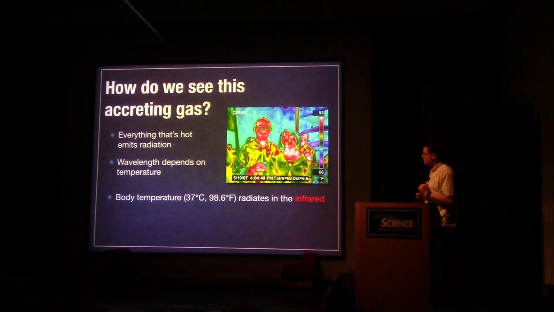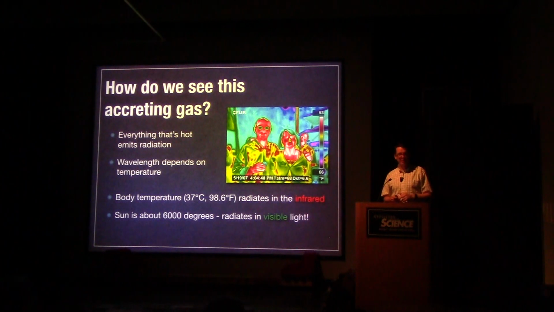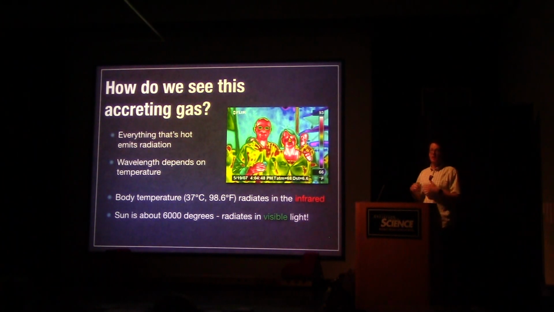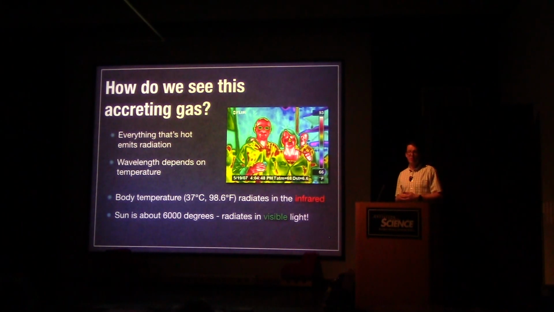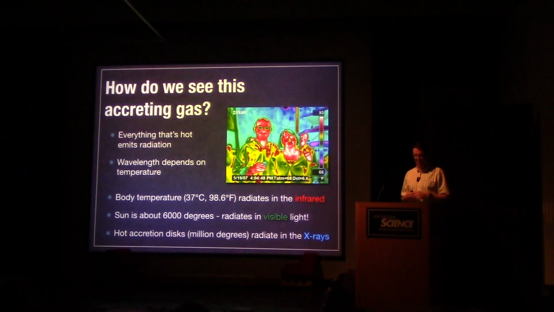The sun is a little bit hotter, about 6,000 degrees, right? And so it radiates mostly in the visible part of the spectrum, right? So it peaks in about the green part of the spectrum. You can go hotter and hotter, right? And hot accretion disks of materials falling into black holes, they're millions of degrees, and so they radiate in X-rays. So if we want to see stuff falling into black holes, we need to use X-ray telescopes.